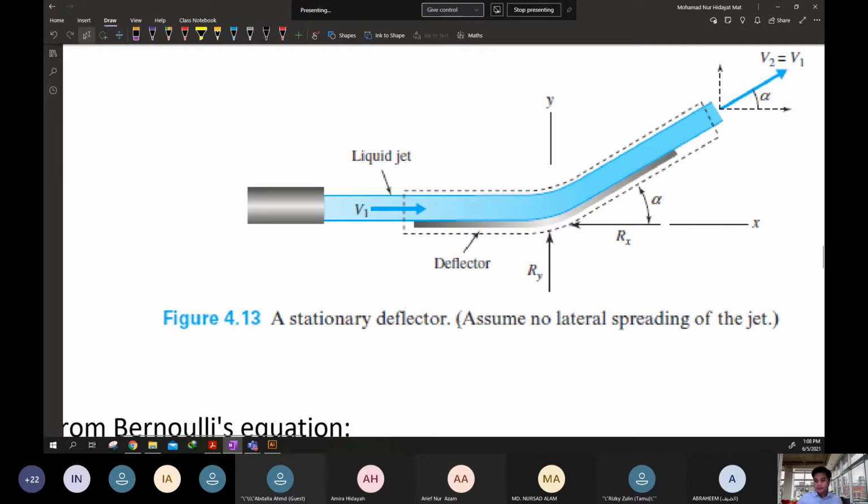Okay, this assumes no lateral spreading. That means there is no spreading in the Z direction. It is only X and Y direction, 2D. So you can see this is Y and this is X. There is no Z. There is no motion in the Z. This is our assumption. Alright.